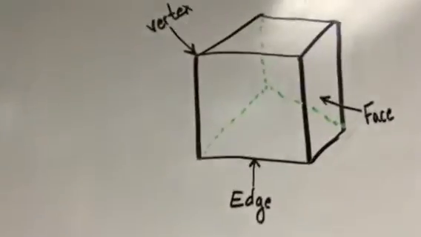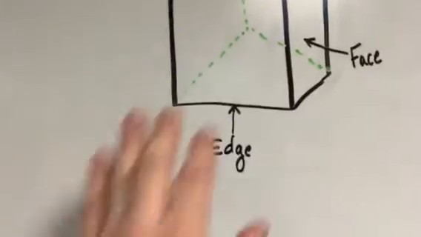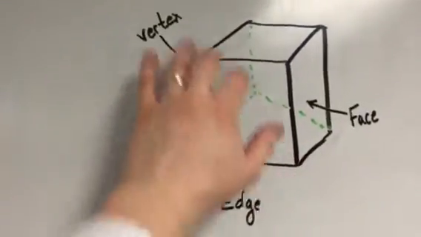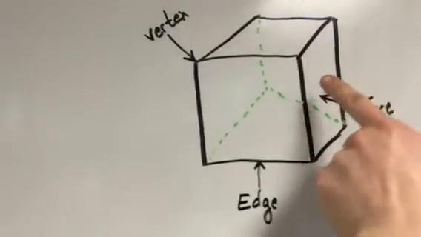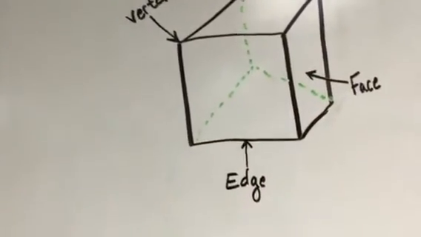And then faces are going to be this, the sides. So here's a face in the front, there's a face in the top, on the bottom, on this side, on the back side, and over here as well.